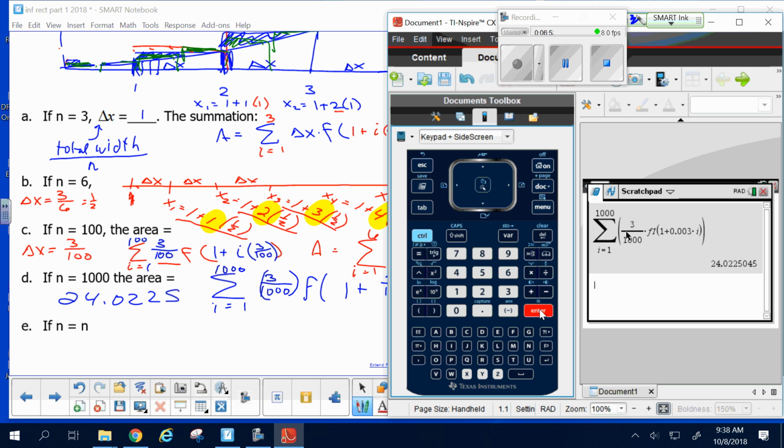Okay, would you then tell me what it would equal with 10,000 rectangles, please? Recalculate with 10,000 rectangles.